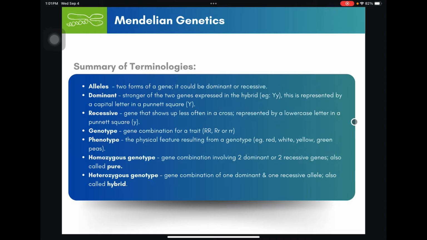These are some of the summary of terminologies that I used in the previous discussion, but I already explained them. So I just want to skip this part, but you might want to review these terminologies as it will help you to further understand our discussion.